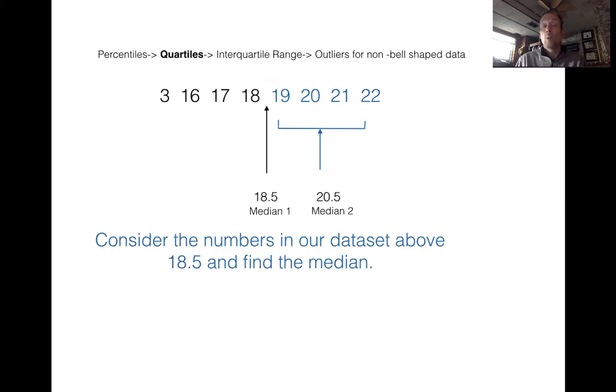19, 20, 21, 22, that's an even number. So again, we have to average the middle two values, 20 and 21. It's going to give us back a median of 20.5.